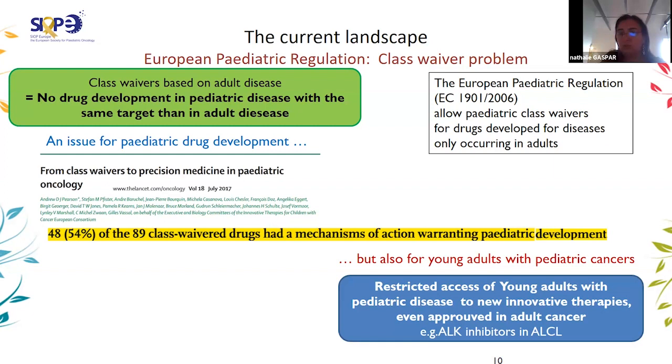But ALK inhibitor, you all know that it's interesting in anaplastic large cell lymphoma, which is typically a pediatric and mainly an adolescent and young adult disease, which means that when the drug was usable in adults for lung cancer, young adults above 18 with ALCL will not be able to have access to the drug, which is also a bit crazy in terms of drug development.